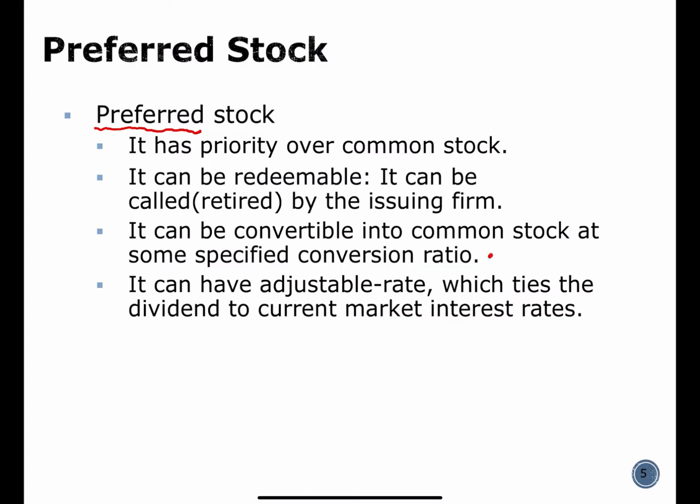The third feature is adjustable rate. Basically, it means that the dividend of this preferred stock will be tied to some market interest rate. For example, the preferred stock could have a dividend yield which is equal to 3-month T-bill rate. So basically, if the 3-month T-bill rate increases, then the dividend of the stock will increase.